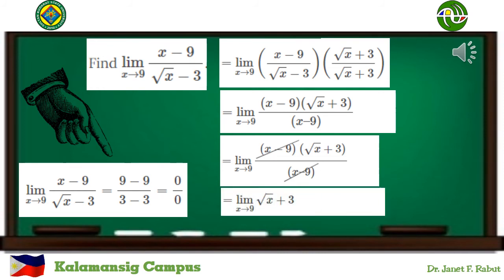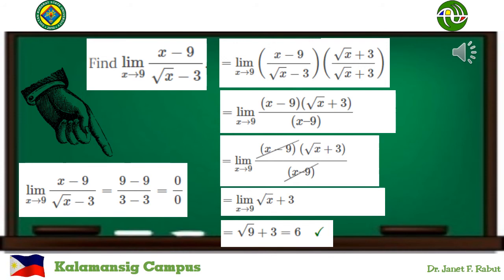Since our x approaches 9, we will plug in the value of x to 9. So, we have here square root of 9 plus 3. So, the square root of 9 is 3, plus 3 equals 6. So therefore, the limit of x minus 9 all over the square root of x minus 3 as x approaches 9 is equal to 6.